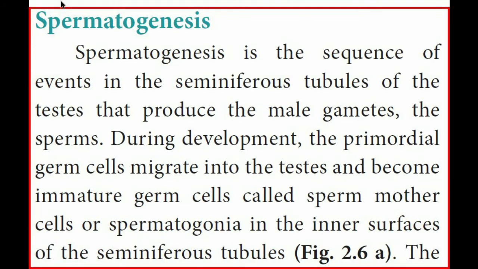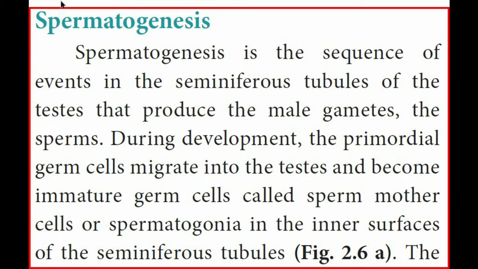Now, first we can learn spermatogenesis. It's a sequence of events in the seminiferous tubule of the testes, children. During the development, the primordial germ cell, what is primordial germ cell? It's a first cell. The cell migrates in the testes and becomes an immature germ cell called sperm mother cell or spermatogonia.